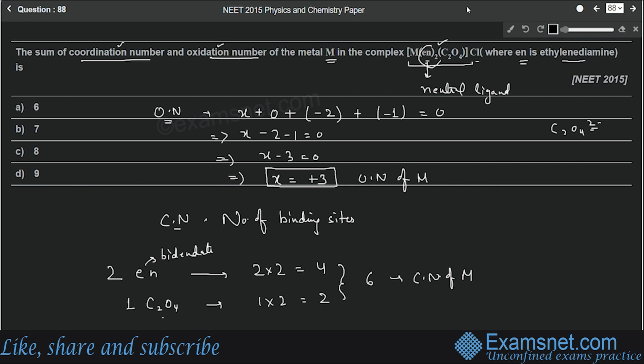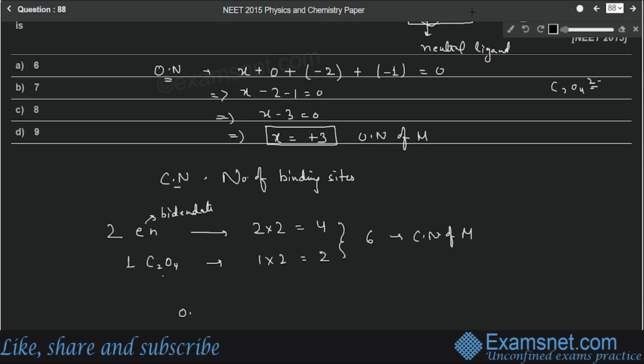Now we have to find the sum of coordination number and oxidation number. So oxidation number plus coordination number equals 3 plus 6, that is 9. So answer will be option number D, 9.